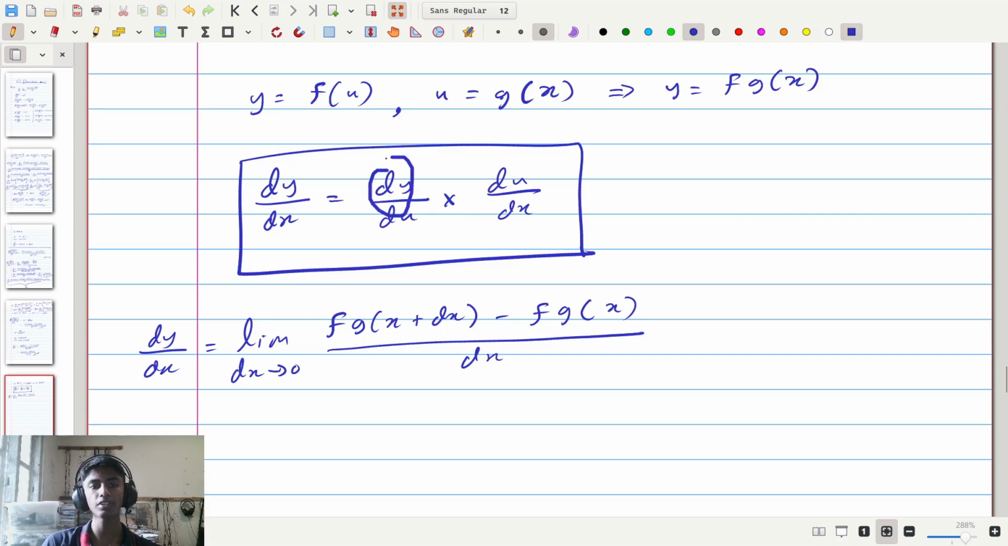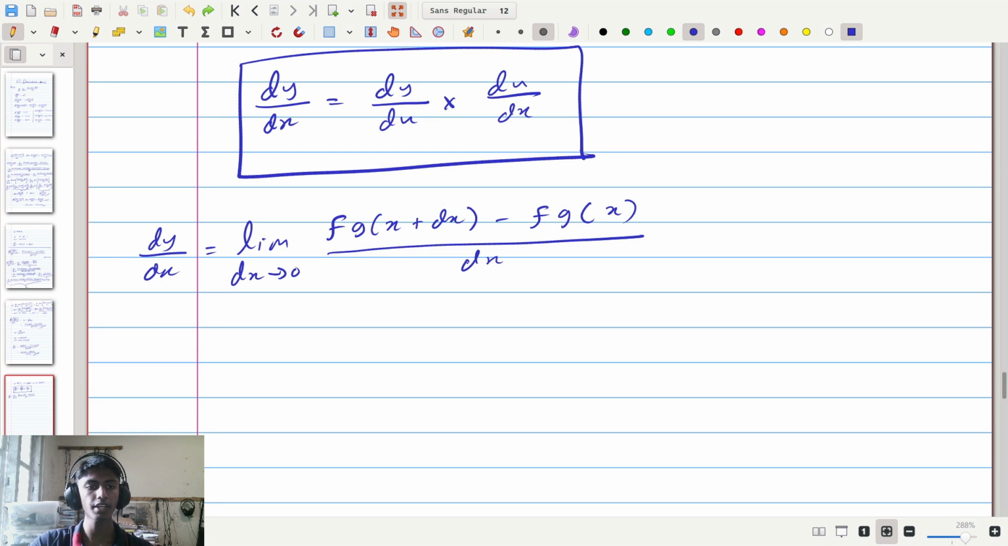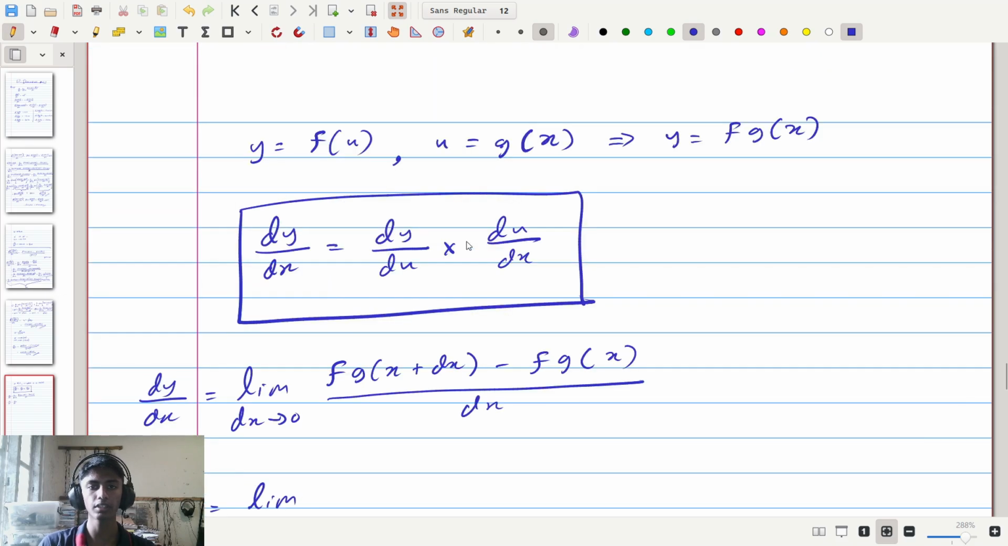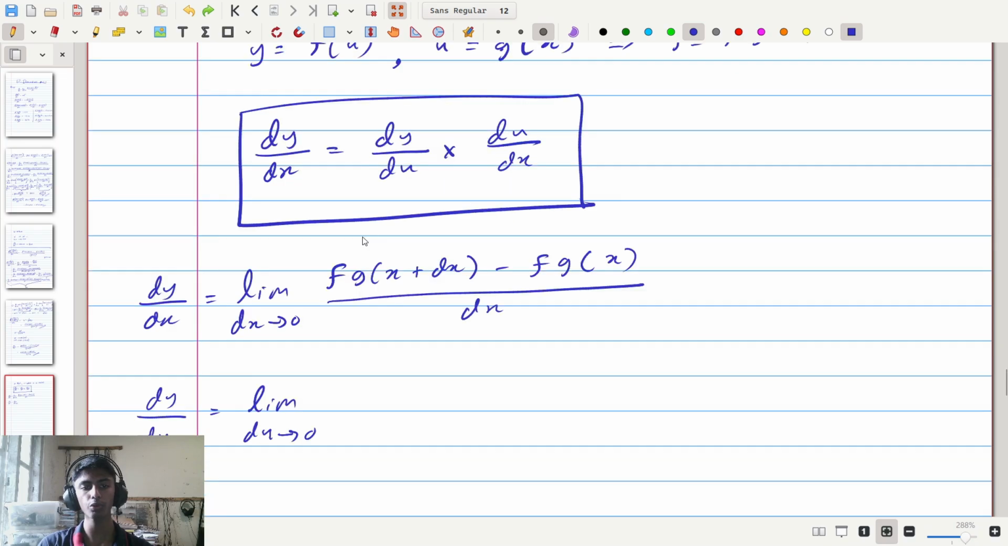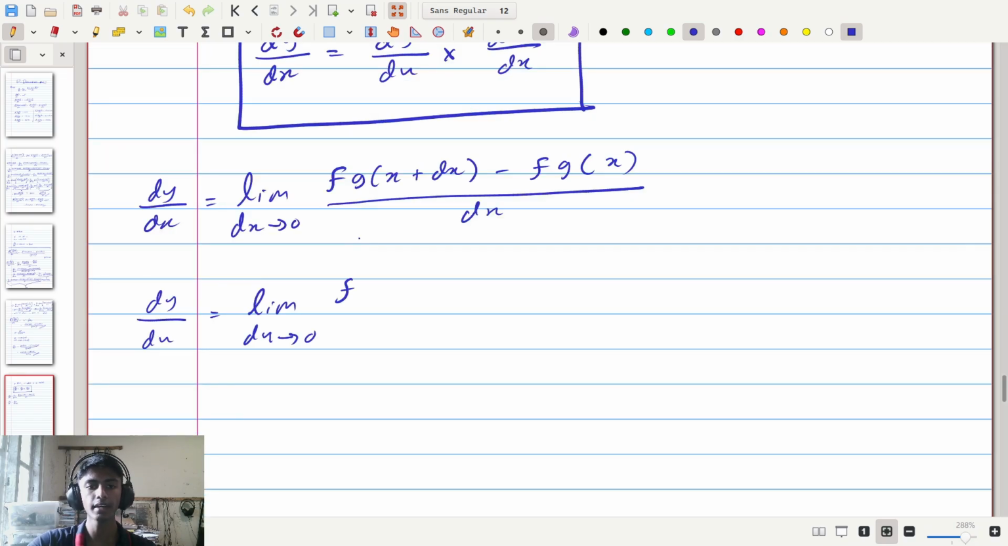And these other two things here, this thing and this thing, also have their own ways of being represented. The first thing, dy by du, is equal to the limit as du approaches 0 of, in this case, the equation relating y and u is this thing. So here we want to evaluate f at u plus du and subtract it evaluated at u, and then all divide by du.